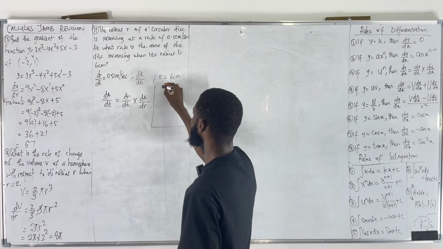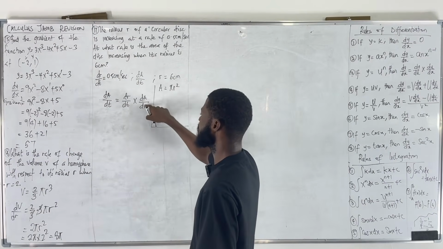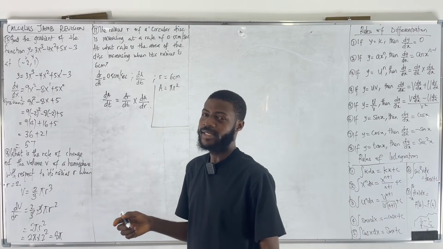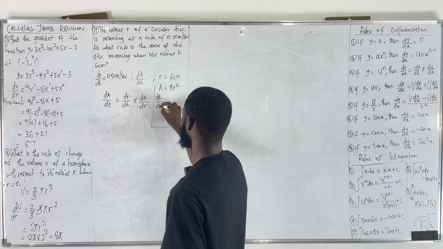What's the area? The area of a circle is pi r squared. So, what's dA/dr? The dA/dr will be the perimeter. That might not make sense, but let's find it.